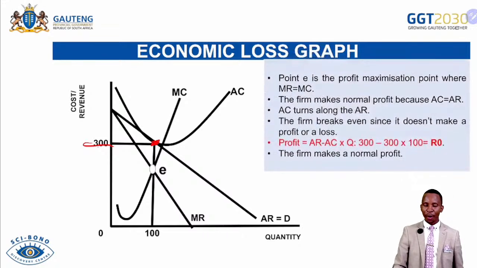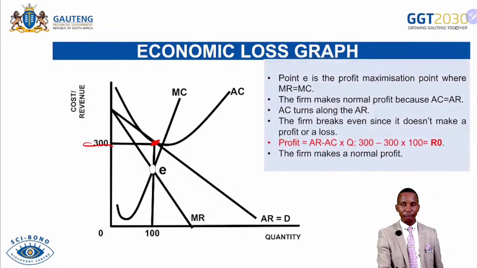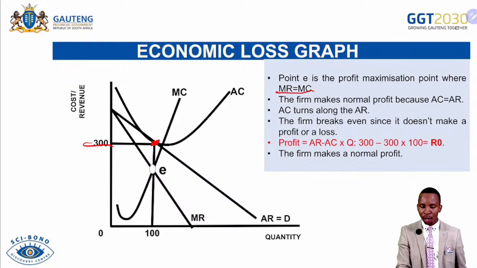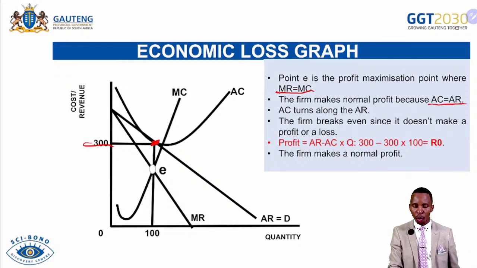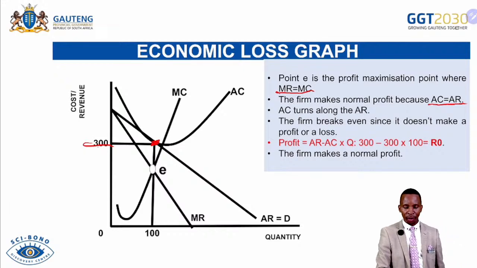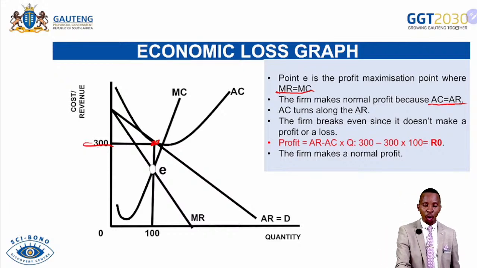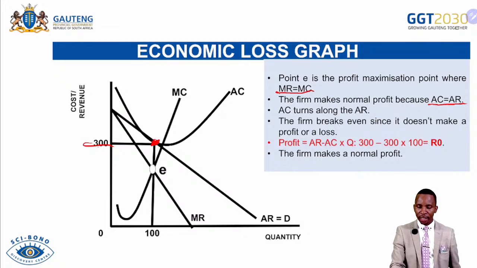And then point E, as usual, indicates the profit maximization where MR equals MC. The firm makes normal profit because AC equals AR, or TC equals TR, and AC turns along the AR. Profit is calculated as (AR minus AC) times Q: (300 minus 300) times 100 equals 0. And then you can see the firm is making a normal profit.